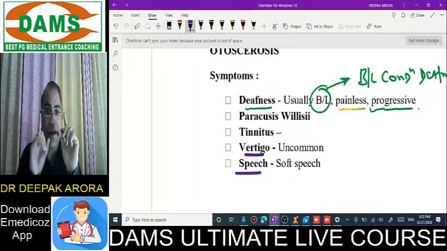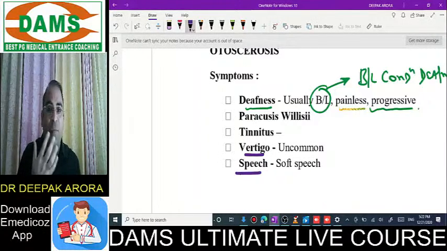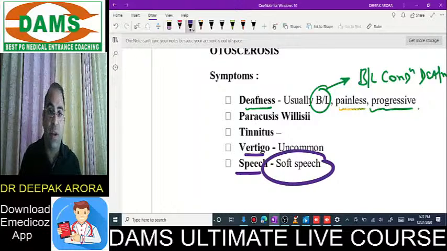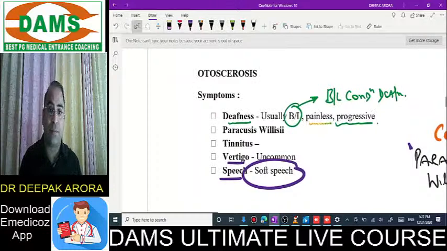Just remember, conductive patients always speak very softly. The speech will be soft. Always remember. So in OPD, if the patient has very soft speech, never feel that he is a humble patient. He is a conductive deaf patient. Why? Because the patient having conductive deafness has an abnormality in the middle ear.